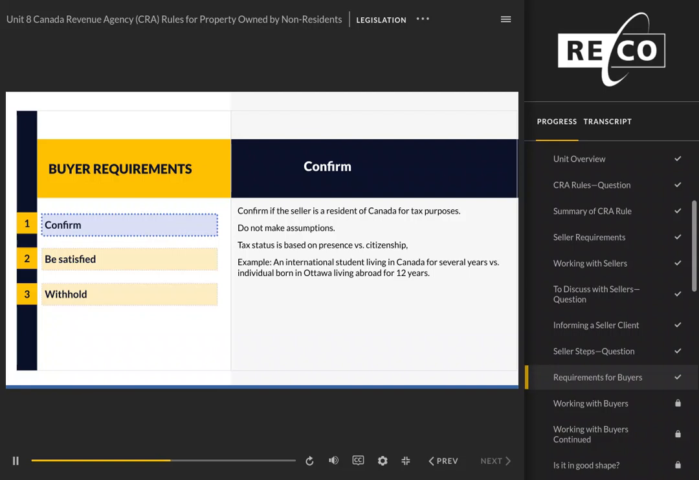This means that an international student living in Canada for several years could be considered a resident for tax purposes, while someone born in Ottawa who has lived abroad for several years may not be. In fact, many Canadian expats and snowbirds could qualify as non-residents of Canada due to the amount of time they live abroad. So, how do you and your buyer confirm this information? More on that in the next slide, where we will review steps you and other professionals supporting the buyer can take.